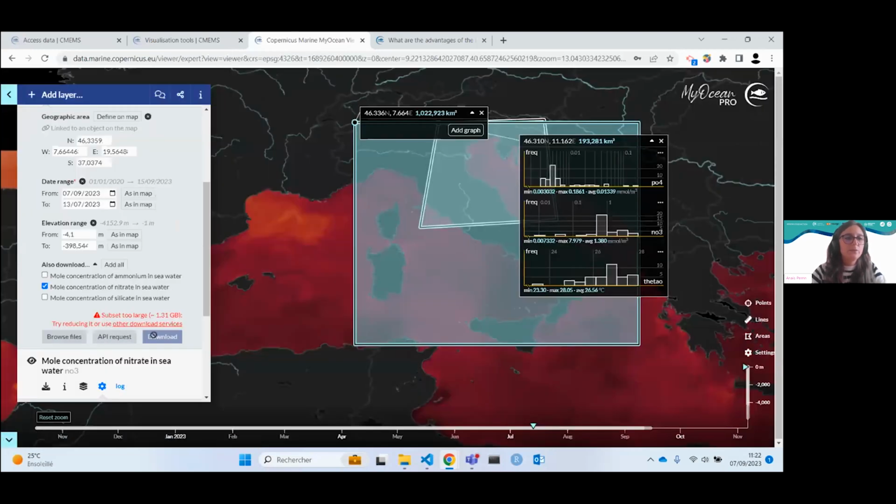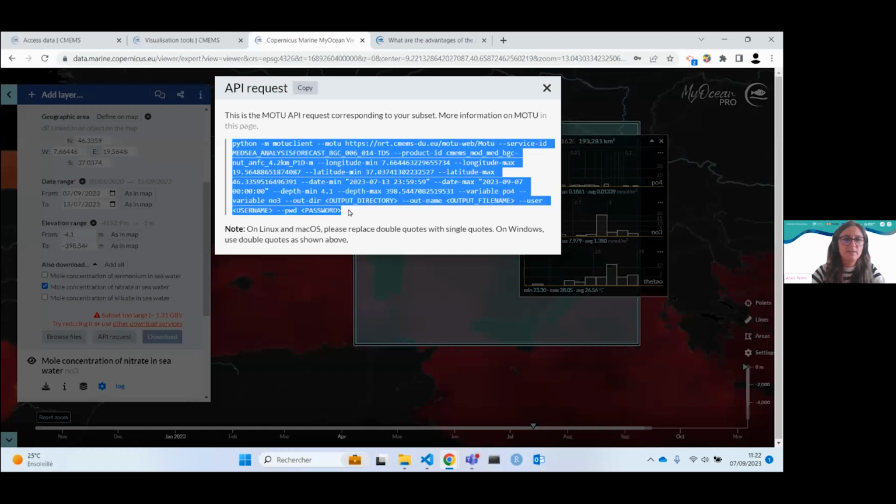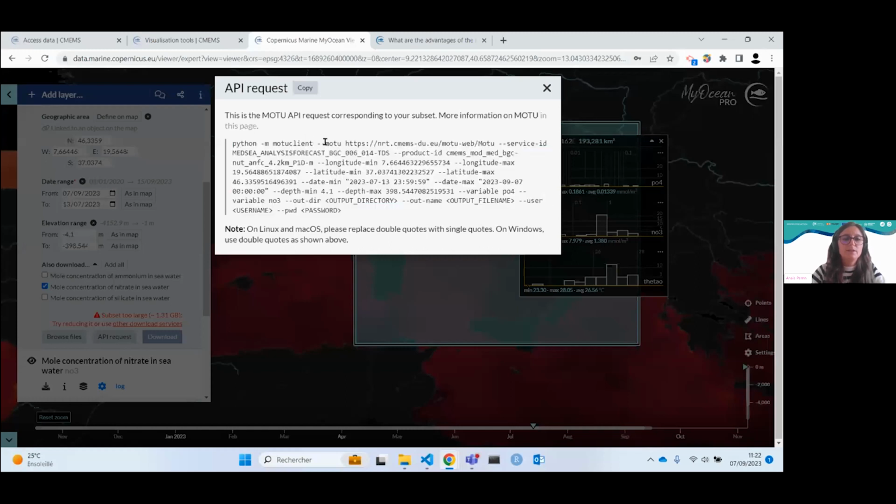So next to the download button, you have the API request button, which allows you to obtain the request that corresponds to your parameterized data. This request is useful when you want to download your data programmatically, with Python, for example.